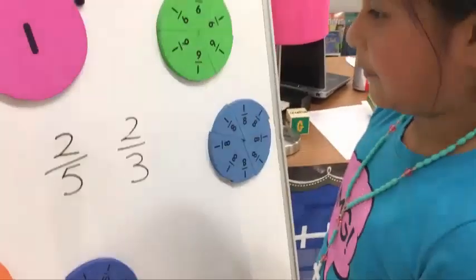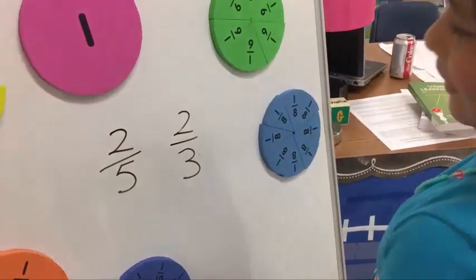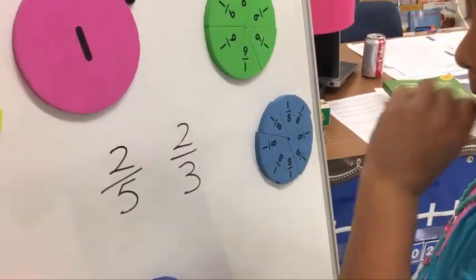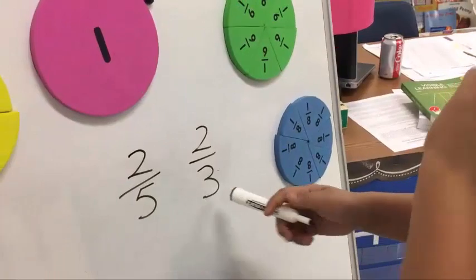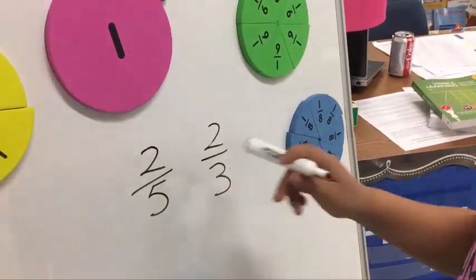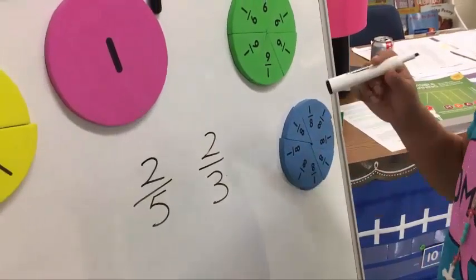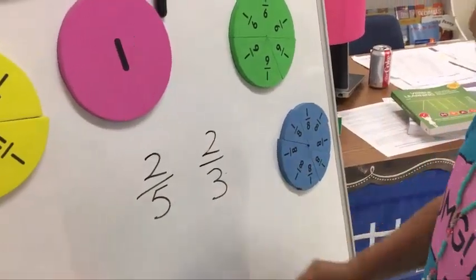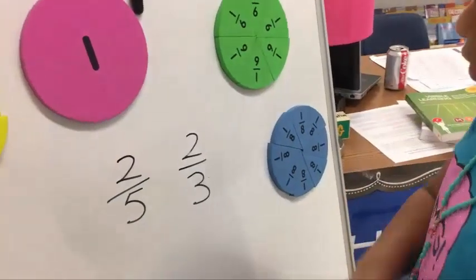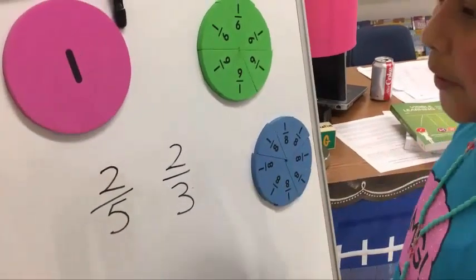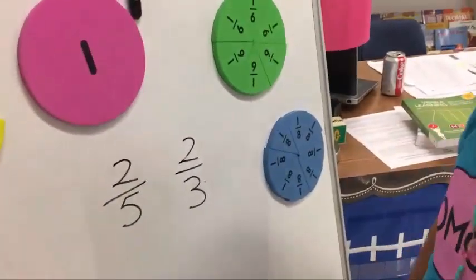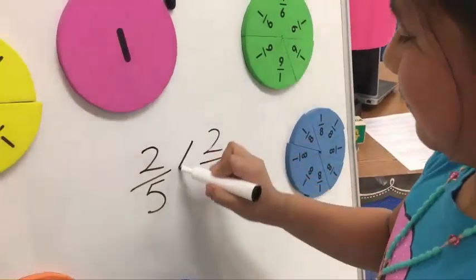Can you compare 2/5 to 2/3? Yes. What is the same about those? The numerators are the same, but the denominators are different, and 2/5 is less because it has smaller pieces, and 2/3 is greater because it has bigger pieces. Can you put the appropriate symbol to compare?